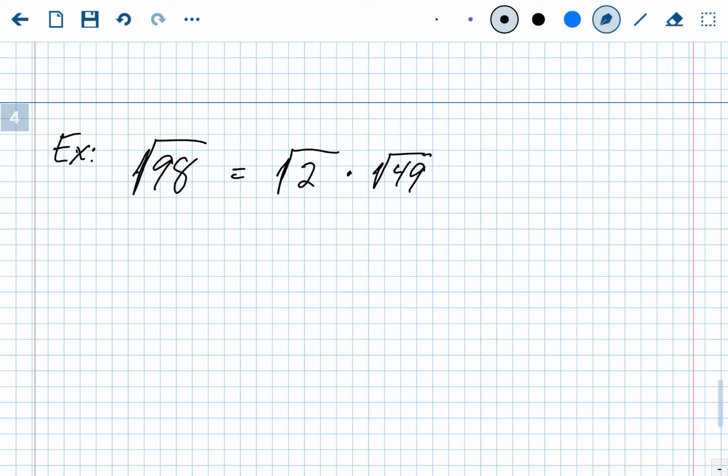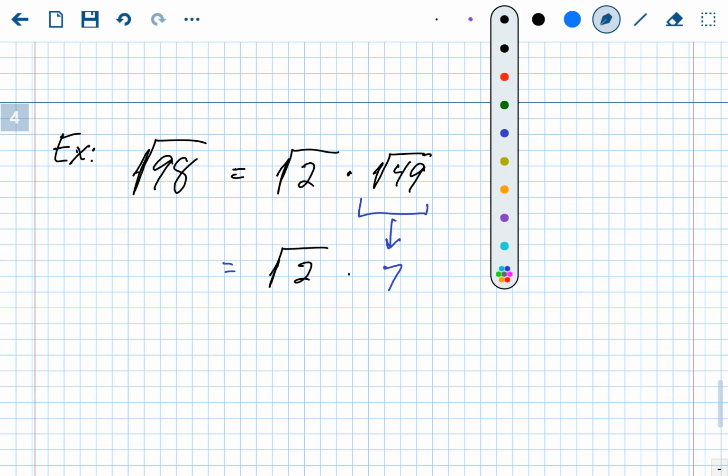Even though I didn't know that right away, now I realize 49 is a perfect square. So again, you can kind of just guess. It doesn't always have to be a perfect square on the first breakdown. You could break it down into one that you know, and then maybe a perfect square will pop out. On this one, even though I wasn't sure that 49 went into it, I knew 2 did. Then I did 98 divided by 2 and got 49. And I know the square root of 49 is 7. That's a perfect square. So now I'm left with the square root of 2 times 7.